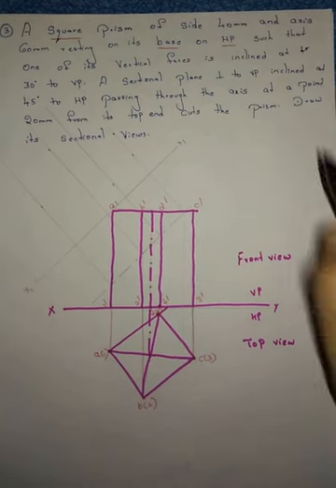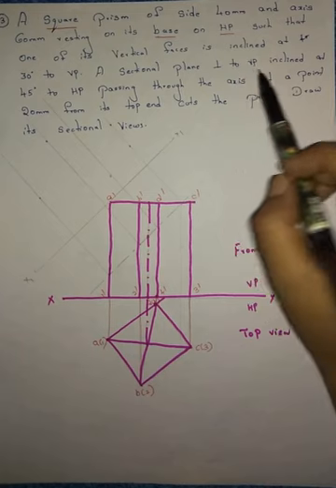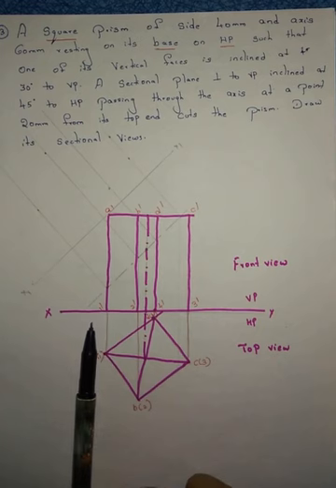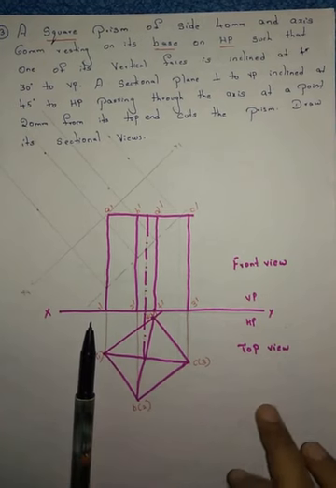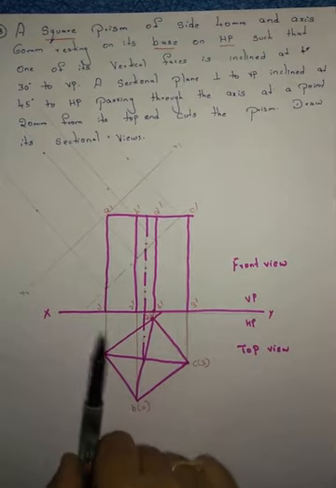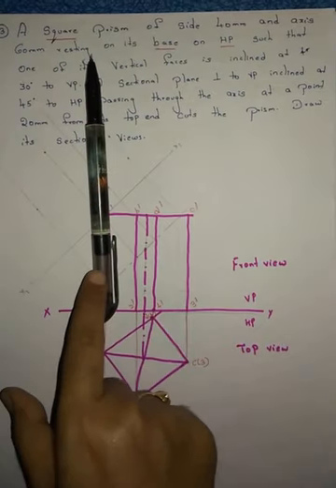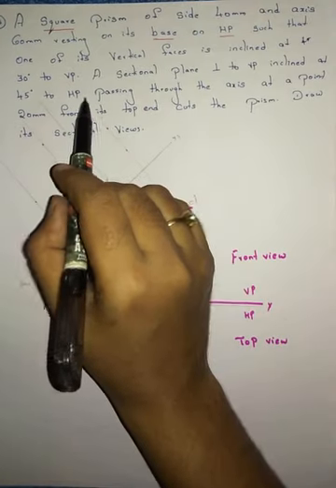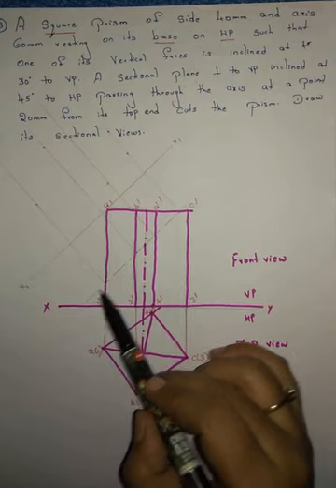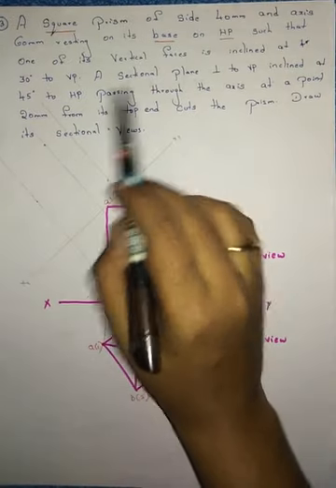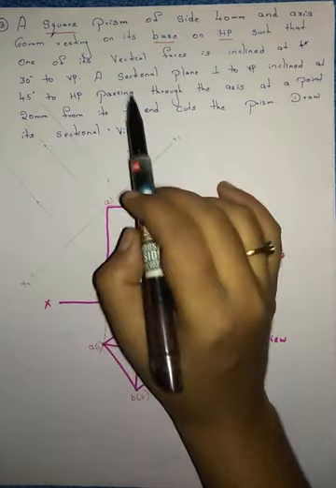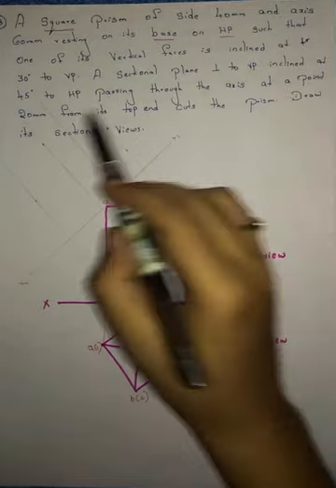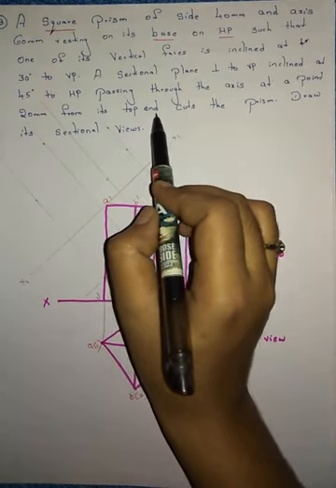Now see the second part. A sectional plane perpendicular to VP. If I keep the sectional plane here, it is perpendicular to HP. If I keep the sectional plane here, it is perpendicular to VP, inclined at 45 degrees to HP. 45 degrees to HP means you have to draw the angle here. In the sectional plane they mention 45 degrees to HP, passing through the axis at a point 20 mm from its top end. This is your axis.